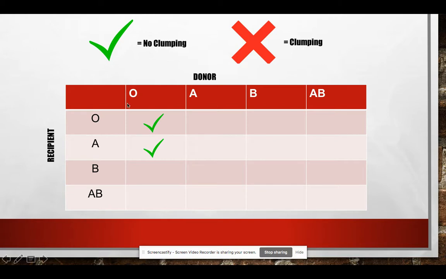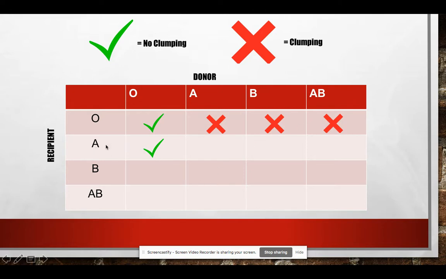Okay, so O blood, of course, can accept type O. It can always accept its own back. However, because it has no antigens on it, it cannot receive any other antigen. So it can actually not receive A, B, or AB blood because of the antigens present on those red blood cells. We're going to get that nasty agglutination happening and will not bode well for our patient.